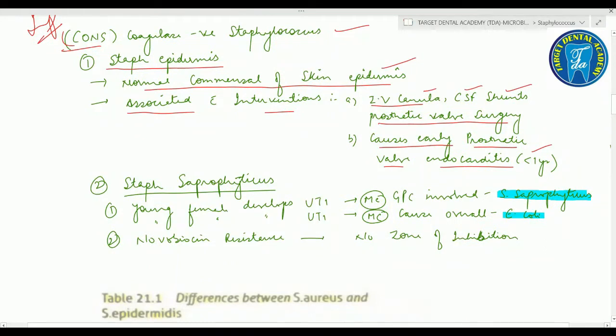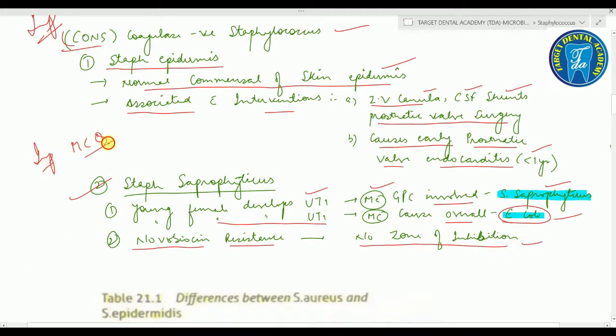After the Staphylococcus epidermidis, second is the Staphylococcus saprophyticus. In young females, it causes UTI, the urinary tract infection. The gram positive cocci most commonly involved while the young female develops the UTI is Staphylococcus saprophyticus, while the most common cause overall is E. coli. There is novobiocin resistance, which is no zone of inhibition. So these points are important from your MCQ point of view.